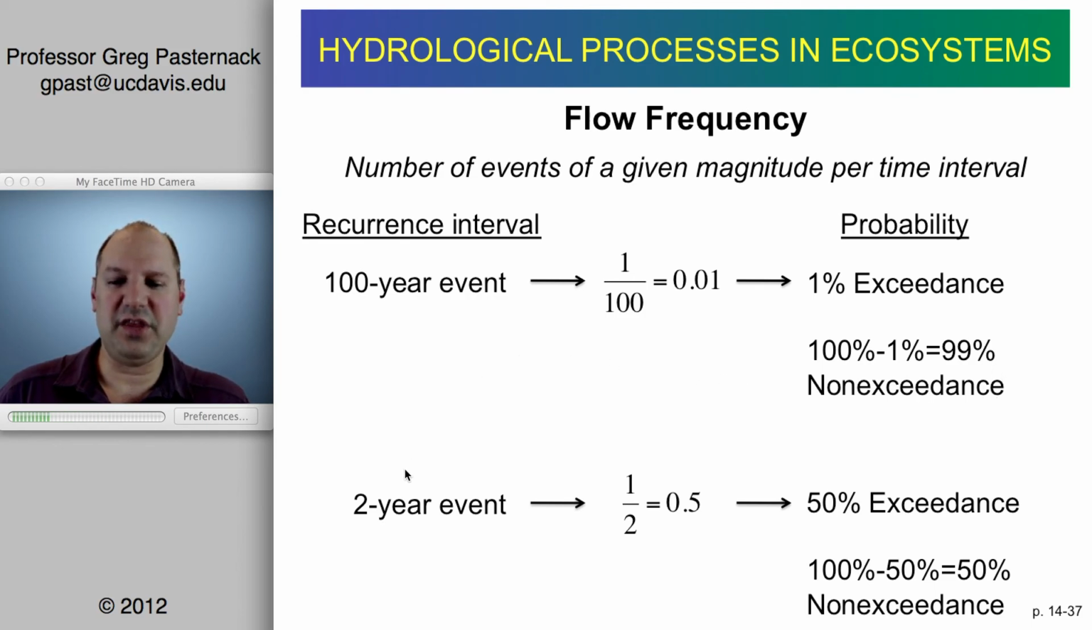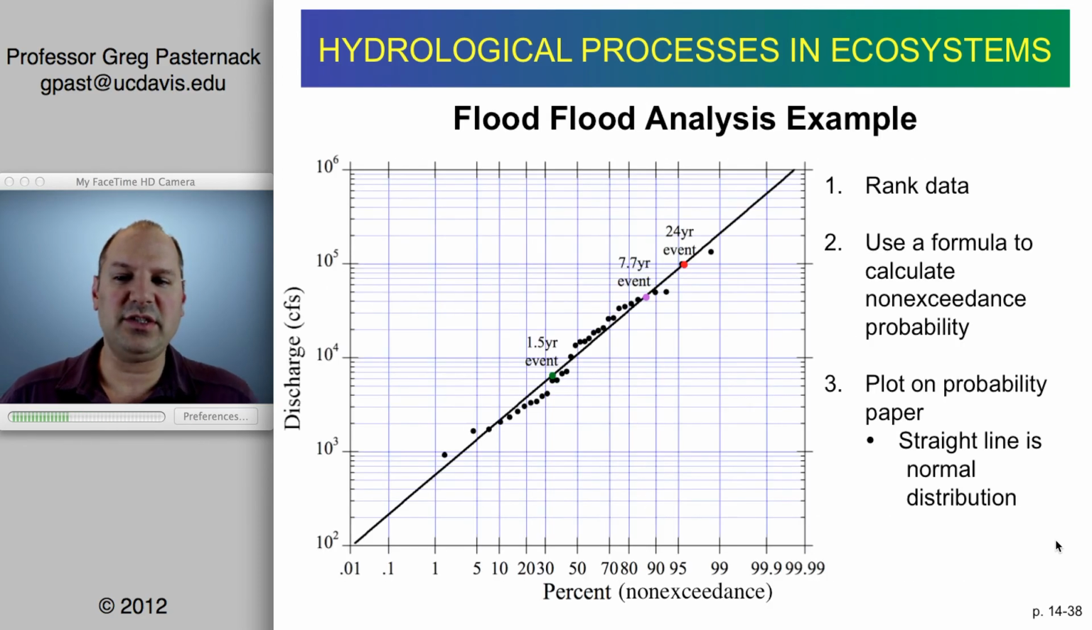And you could do this for anything. So if we say a 2-year event, you just take the 2, 1 over 2 converts it to the frequency, and 0.5 is 50% of the time, and that's the same as an exceedance or non-exceedance. So there are procedures for calculating flow frequencies. It's not something that we're going to do specifically in this class, but you may do that in another physical hydrology or stochastic hydrology class.